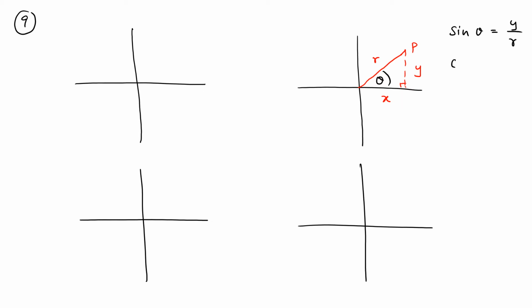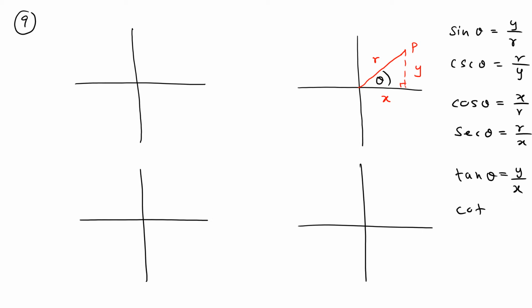and then cosecant theta is r over y, and cosine theta is x over r, and then secant theta is r over x, then tan theta is y over x, and cotangent theta is x over y. So you just need to know x, y, and r, those three values, and you can find any ratio. It doesn't matter in what quadrant you have. This also gives you the appropriate sign.